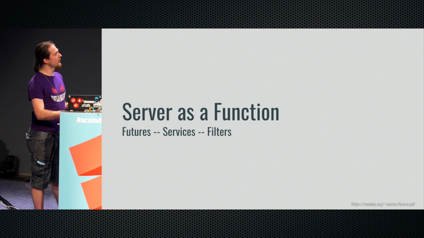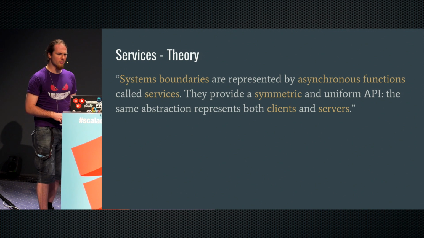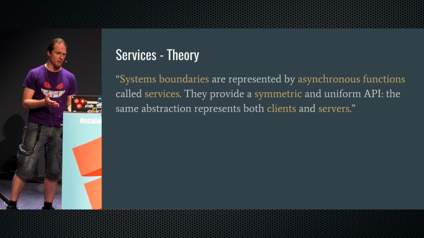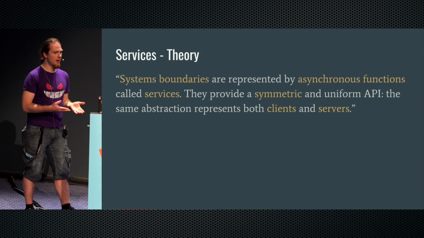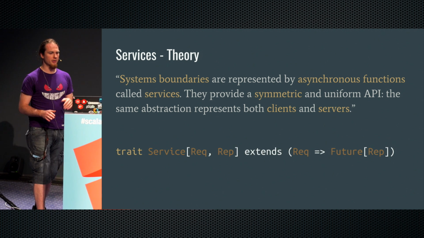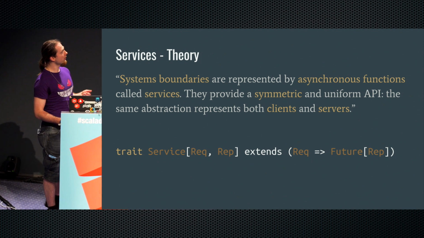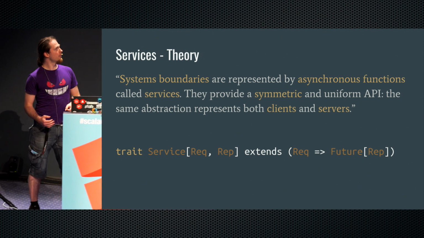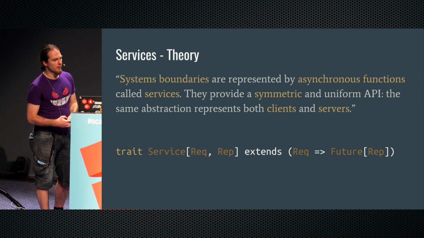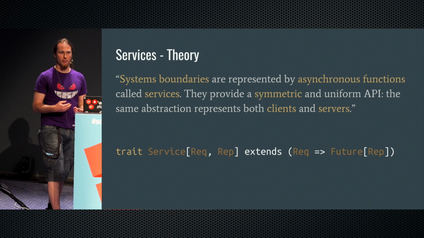And then we have services, and this is one of the main abstractions from Finagle. They describe system boundaries. System boundaries are represented by asynchronous functions called services. They provide a symmetric and uniform API. The same abstraction represents both clients and servers. And this abstraction is pretty straightforward. So you have two types, request and response, and it implements a simple function that maps a request to a future, so an asynchronous result of response. And you can use this to implement your server and to spawn a client to make requests.